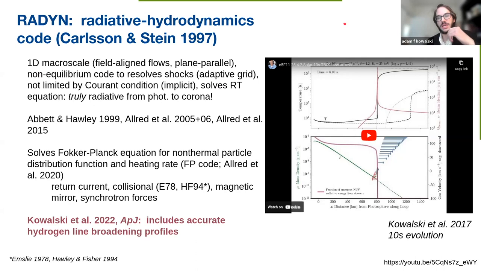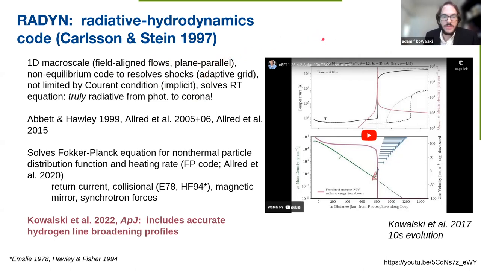It was originally developed to study the quiet sun and the acoustic shocks that form in the quiet sun outside of active regions. This code is called RADYN. It is a 1D code, meaning we assume field-aligned flows and plane-parallel radiative transfer. It has many non-equilibrium processes in it, which are really important for flares, like shocks. It has a sophisticated adaptive grid to resolve sharp gradients in the pressure and temperature and velocity.